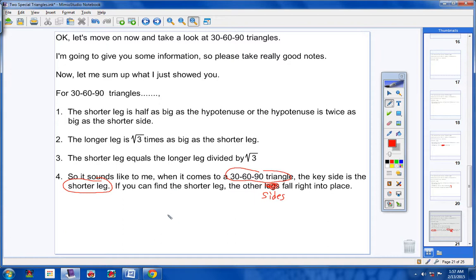Now, what is the shorter leg? It's the side across from 30 degrees. What is the longer leg? The longer leg is the side across from the 60 degrees.